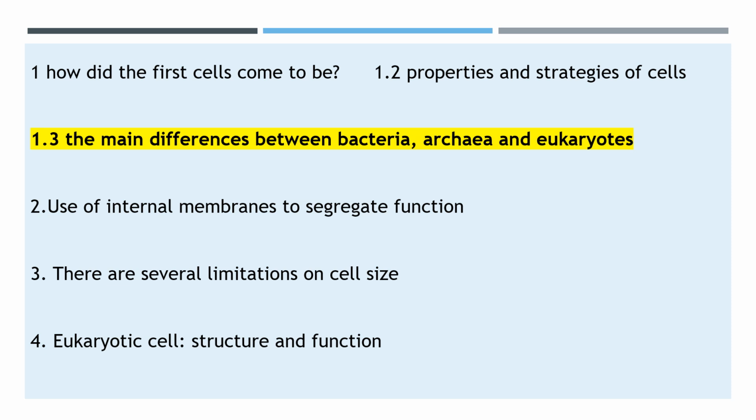Okay, so we already talked about how the first cell could have appeared. I didn't go into a lot of detail about the properties and strategies of cells. I'm sure that you already know that information, and if not, you can find it in the textbook. Now I'm going to go into more detail, as I said, about the differences between these three domains.